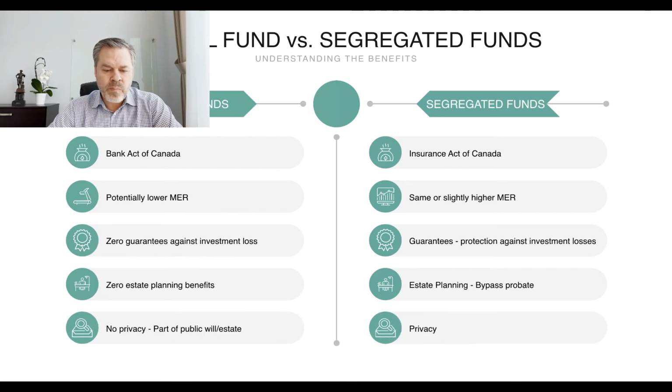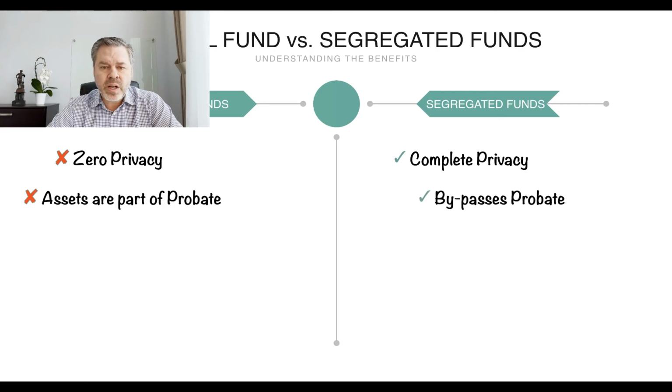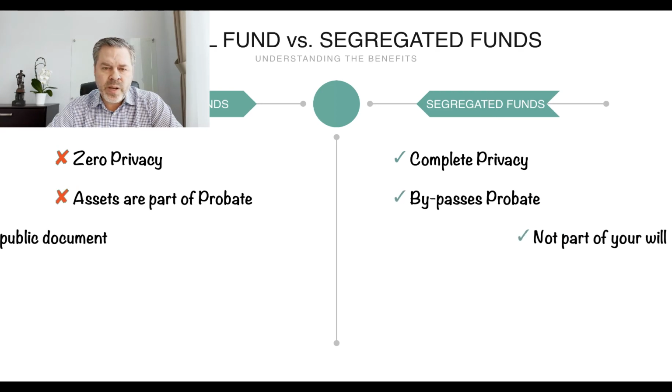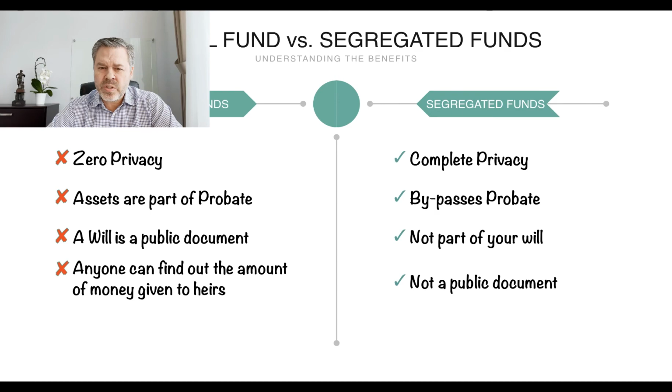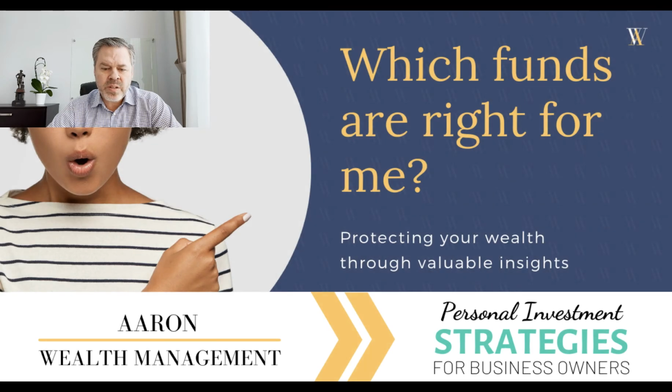Very important. Privacy is among the one thing that I think is most important in segregated funds. If you're older and you have money, if you're considered one of those high net worth people, you have complete privacy. It bypasses probate. It's not part of your will, which is a public document. Public documents, people can see how much money is going to your beneficiaries. That's why segregated funds are so terribly important. No one will ever see how much money you're giving your kids.